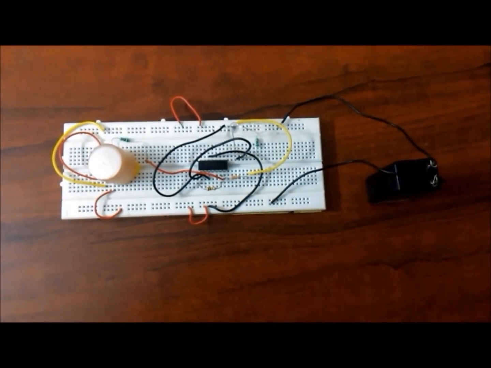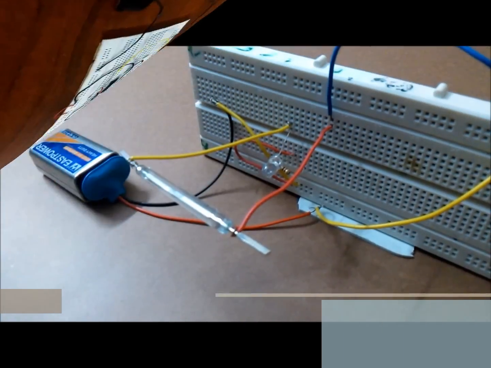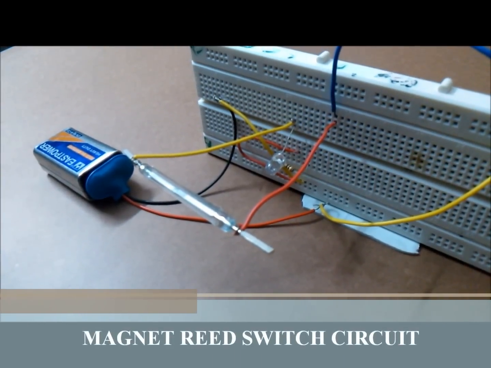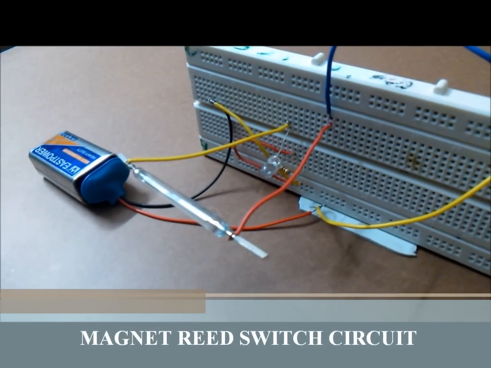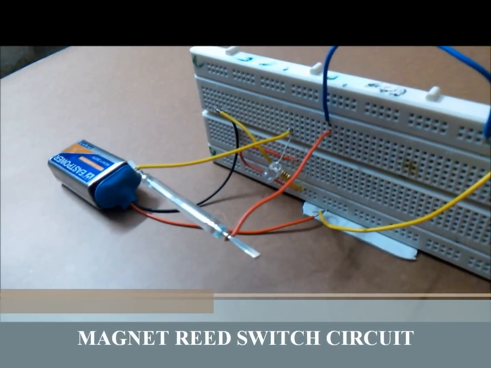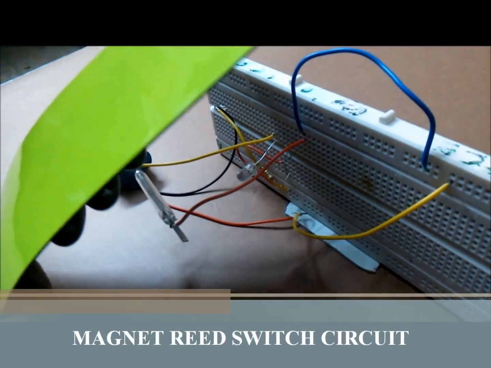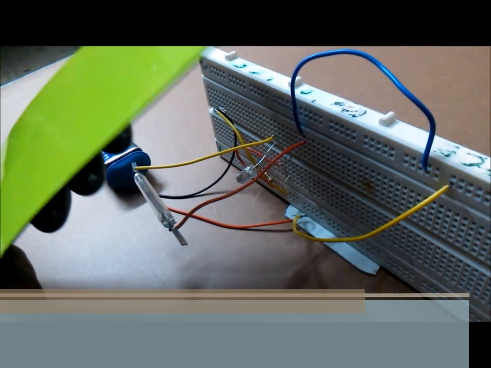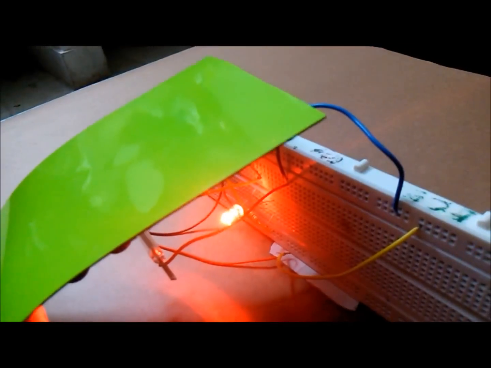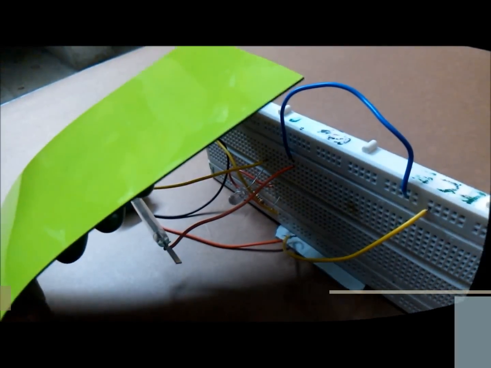If the manhole lid breaks, light enters the manhole, which is detected by this circuit. This is the magnet reed switch circuit. We have assumed that the magnet is connected to the manhole lid and the reed switch circuit to the wall. When the lid is loose, the magnet comes close to the reed switch and a high output is generated, which in this case is shown by the glowing of the LED. This high output acts as an input for the microcontroller.